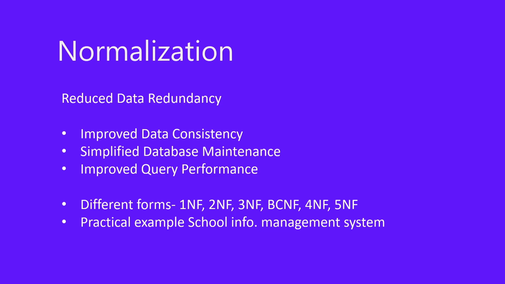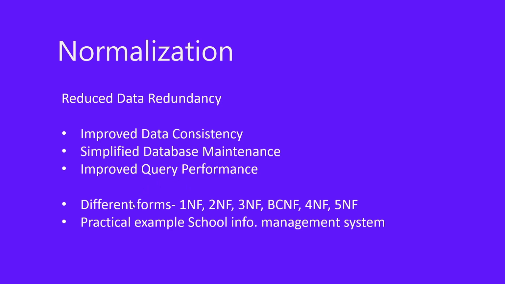Normalization will help us reduce data redundancy. Why is it important? To improve data consistency, simplify database maintenance, and improve query performance. At the end of the session, I will show you this slide again and explain with a proper example these three points: data consistency, database maintenance, and query performance. Okay. And how to do normalization?